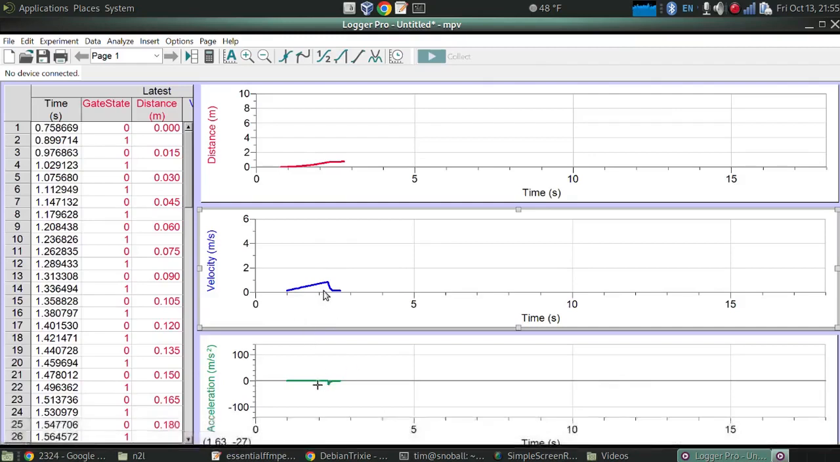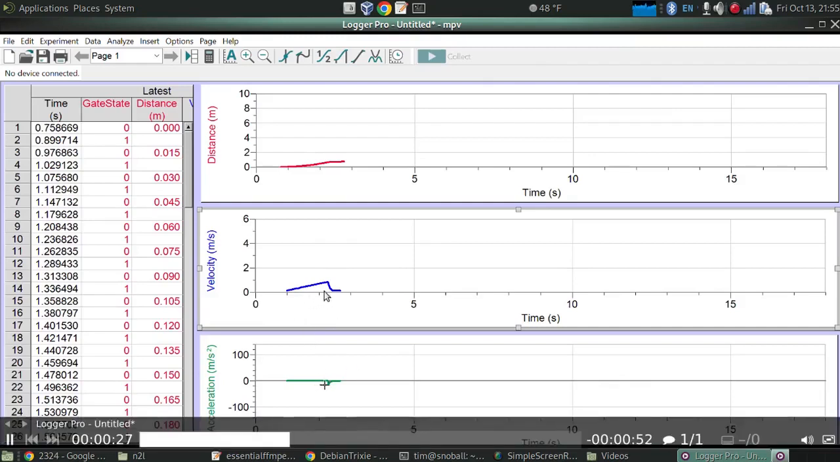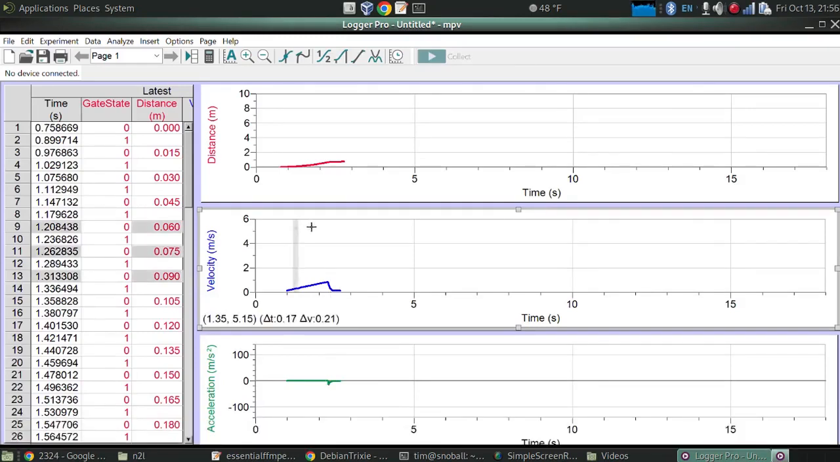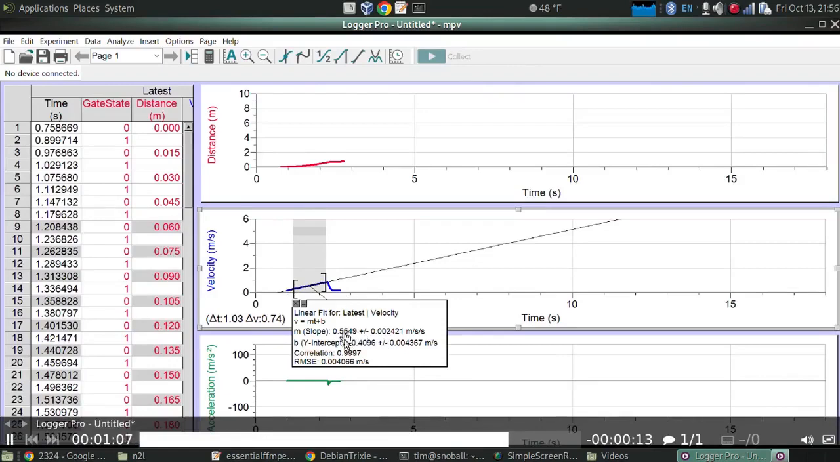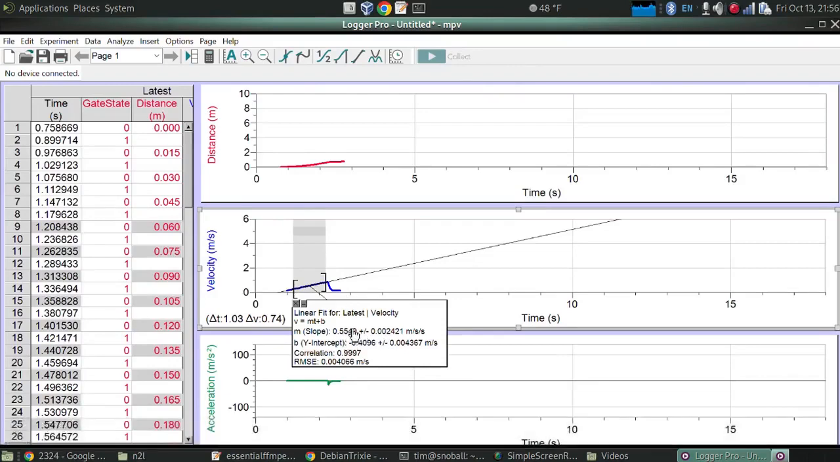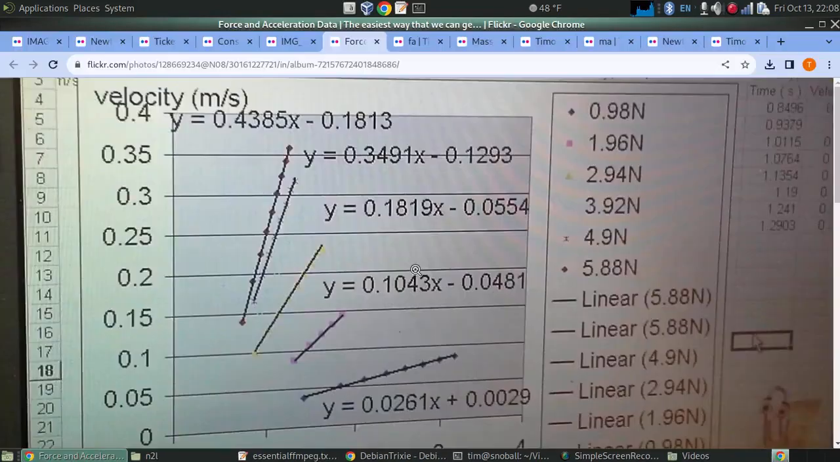Notice our velocity time graph is somewhat complicated. It includes the part where the cart hit its barrier. So we're going to want to just select the part that represents when the weight was pulling it, which is this nice straight line. Here's our curve fit. We can see the slope is 0.5549, which we'll put in our spreadsheet.